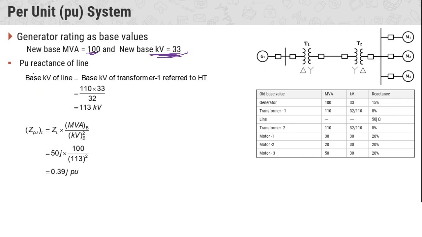Now we have to find the PU reactance of the line. So we should find the base kV of the line, and it can be found by using the base kV of transformer 1 referred to the HT side. So transformer 1 has a kV value at the secondary side of 110 into 33 divided by 32. So the answer is 113.